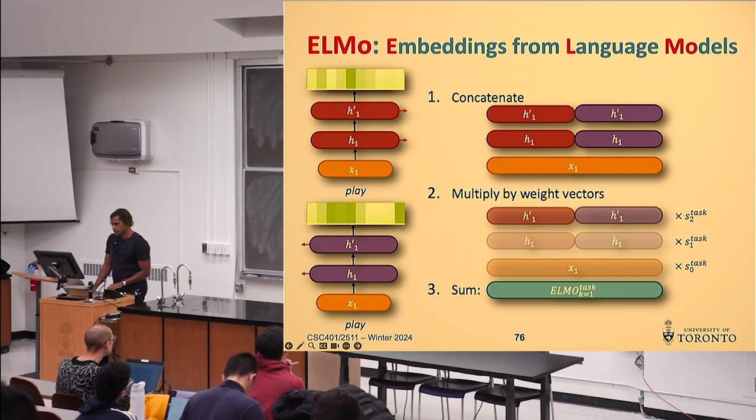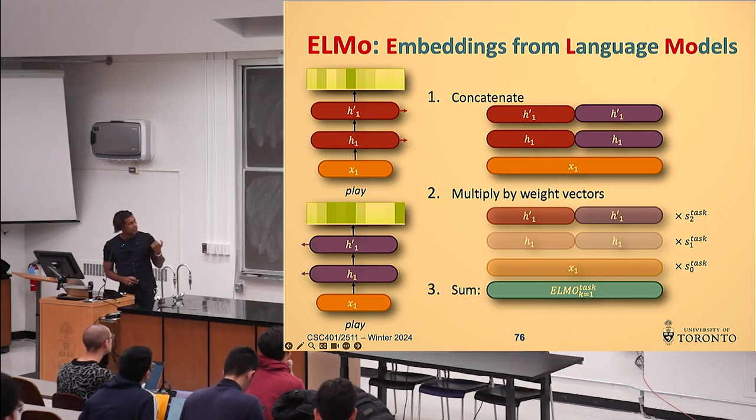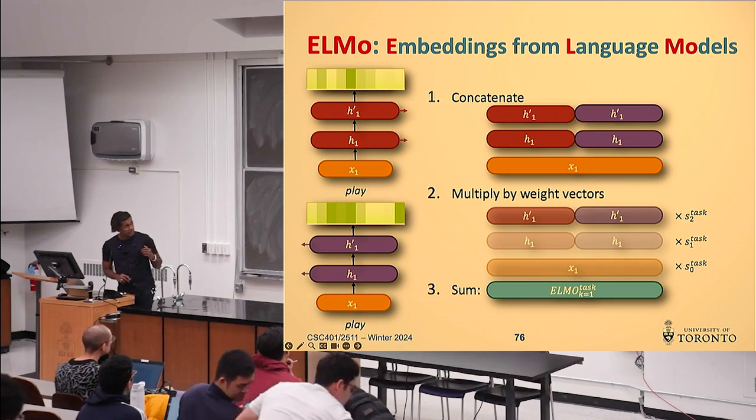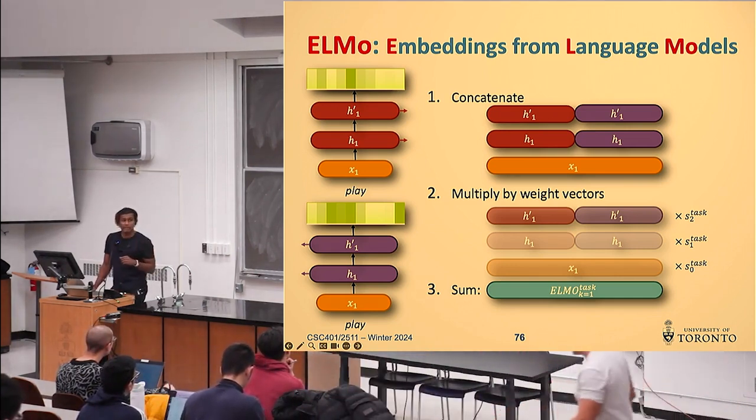So for illustration, here you have the word play, you have the word token embedding for play, X1, and you have two layers of backward embeddings, so all the words coming after play, and then you have the forward embeddings. And in step 1, you concatenate, with respect to the time step where you see play. So you have the forward embeddings concatenated with the backward embeddings. You concatenate them, and then you multiply that with some task-specific weight, and you sum them all together to get the final embedding.